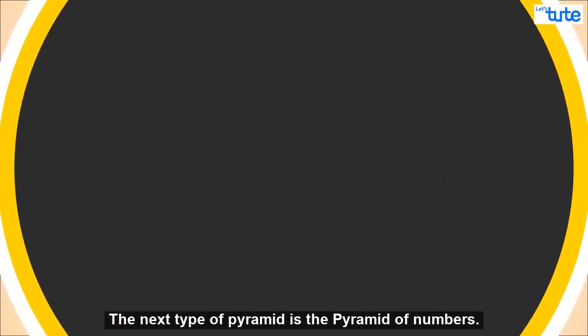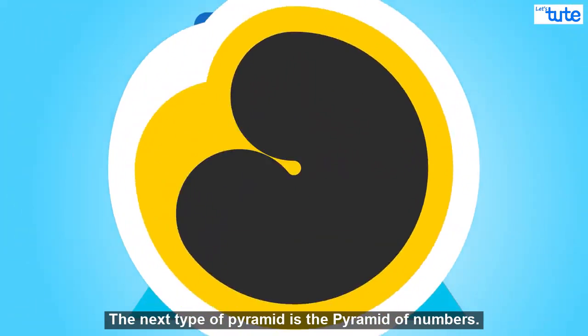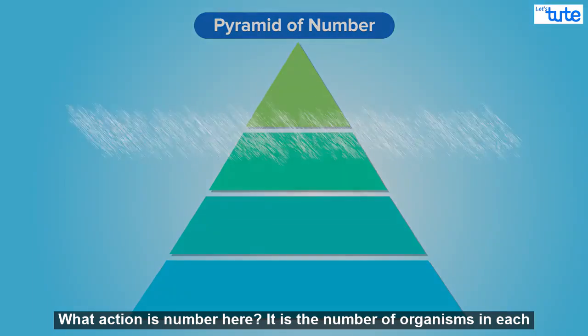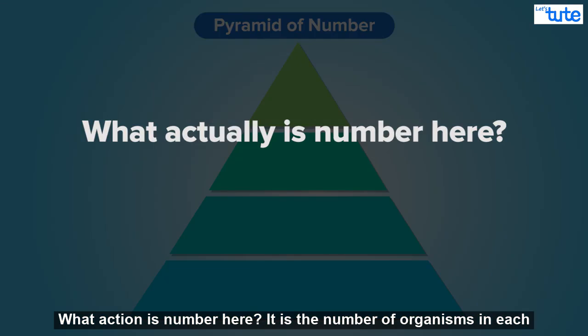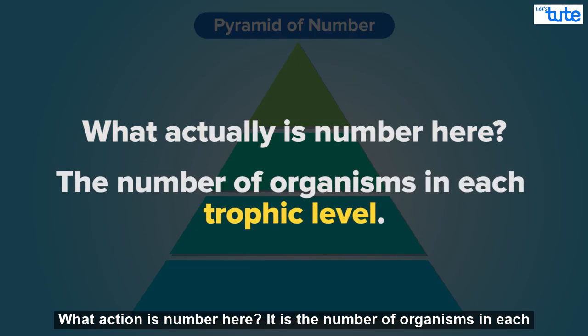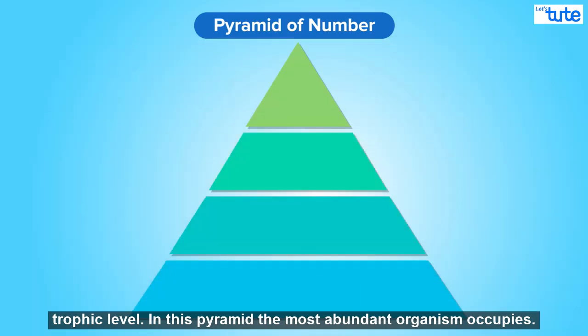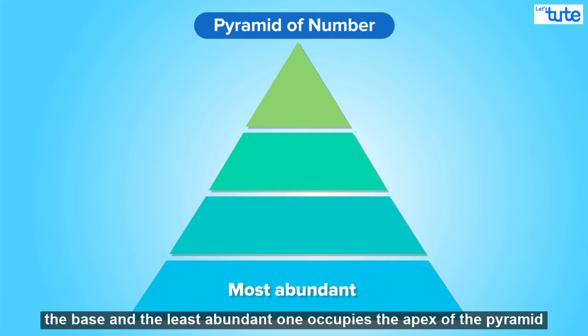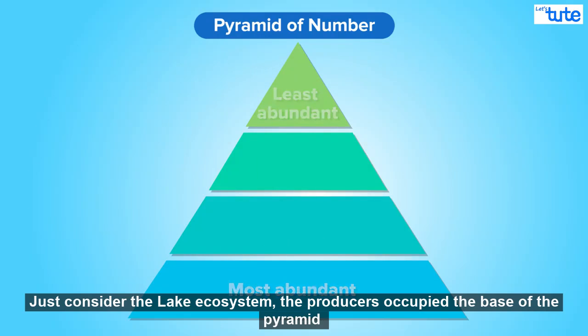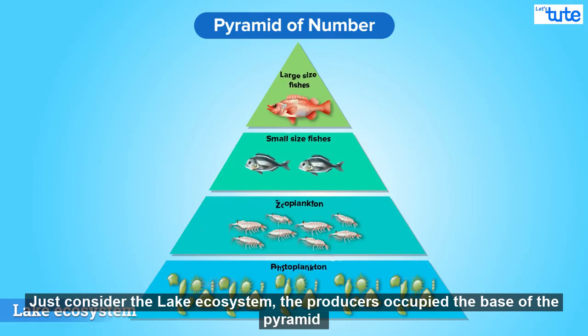The next type of pyramid is the pyramid of numbers. What actually is number here? It is the number of organisms in each trophic level. In this pyramid, the most abundant organism occupies the base and the least abundant ones occupy the apex of the pyramid. Just consider the lake ecosystem.